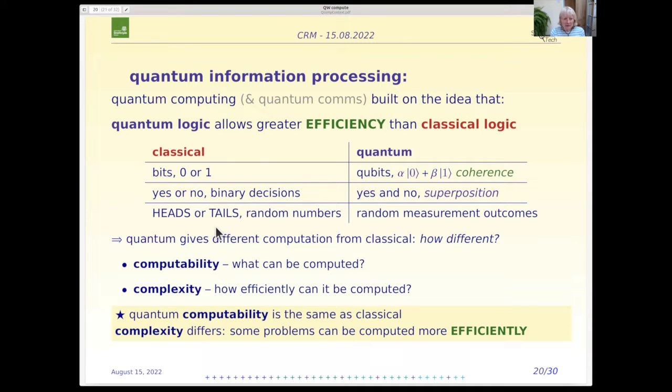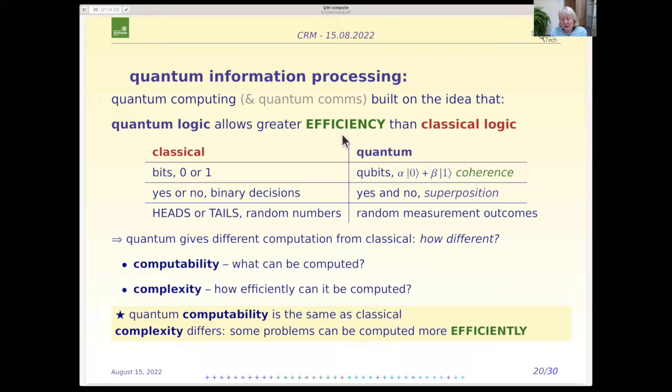It's built on the idea that quantum logic and classical logic are different. There are lots of different logics. I'm not a logician, so I'm not going to give you lots of logic symbols for this. But the idea is that because quantum logic is different, there are certain situations in which it can allow greater efficiency in what it lets you do.